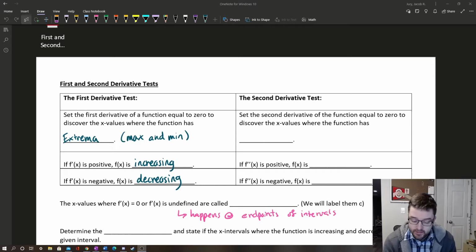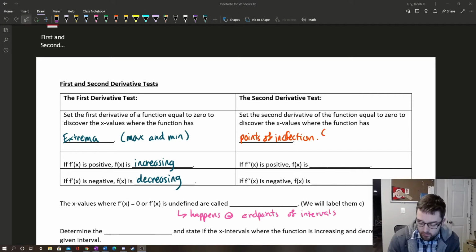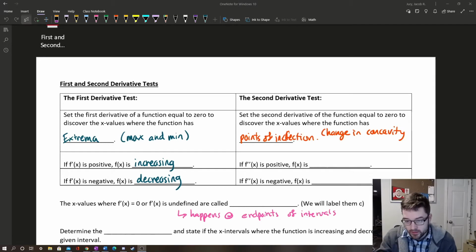The second derivative test is going to describe where the function has points of inflection. Inflection, there we go. Or in other words, this is a change in concavity, which is what a point of inflection is, that's where there's a change in concavity. So if f double prime is positive, that's the second derivative, then the original function, remember all this is from the perspective of the original function.